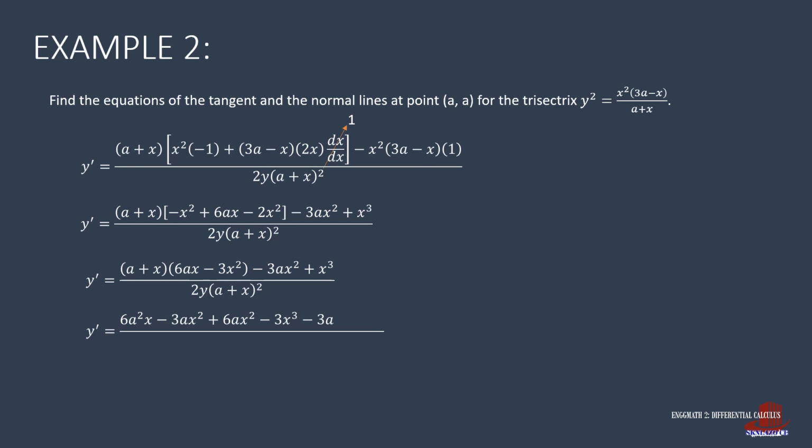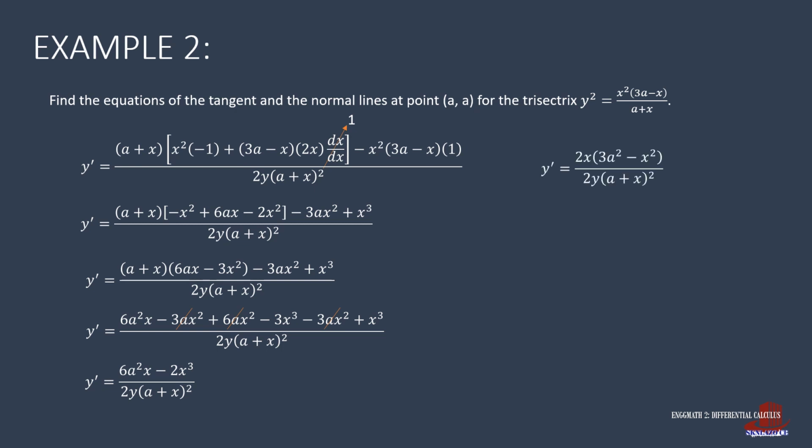Then take out the parentheses by expanding the binomials. And note that the negative 3ax squared and 6ax squared cancel out to have a shorter equation of y prime is equal to 6a squared x minus 2x cubed all upon 2y times the square of a plus x.